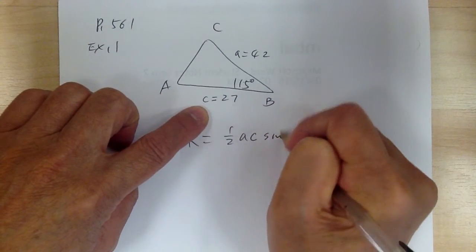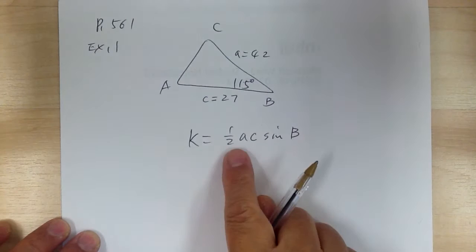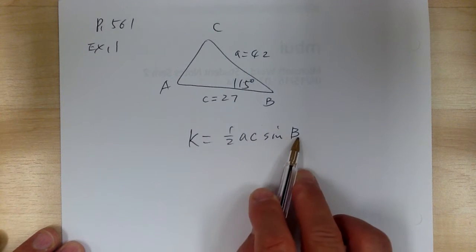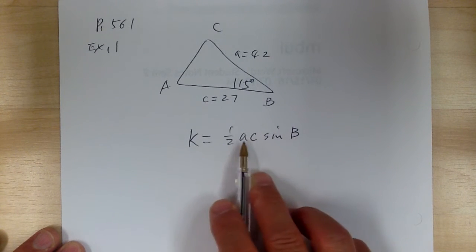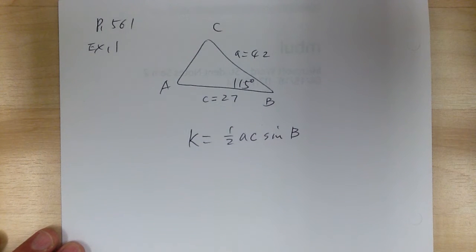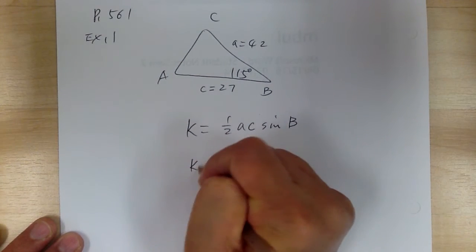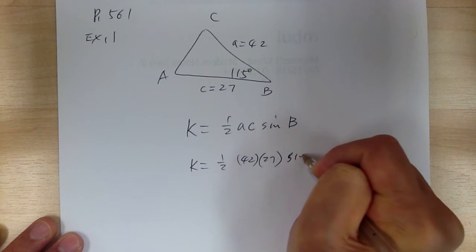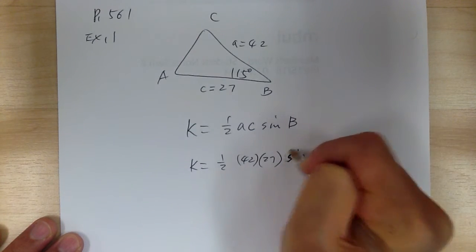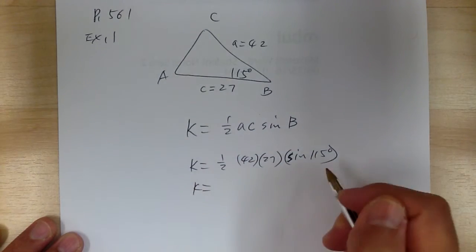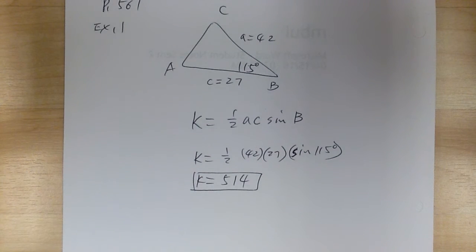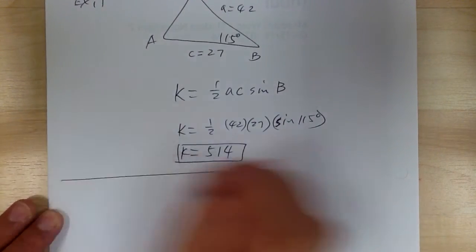AC sine B, right? Notice all three letters have to be different, right? So you have to be flexible with your formula. You get two sides with an angle in between, so all three letters have to be different. So you've got A, B, and C, all three letters covered. And so just substitute. So K equals 1/2 times 42 times 27 times sine of 115. You just use your calculator, punch in all the numbers, and you get 514. Okay, and that's it. Very simple. Okay, let's go to example 2.